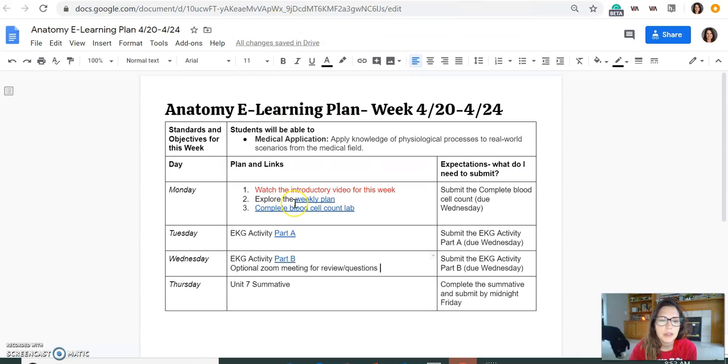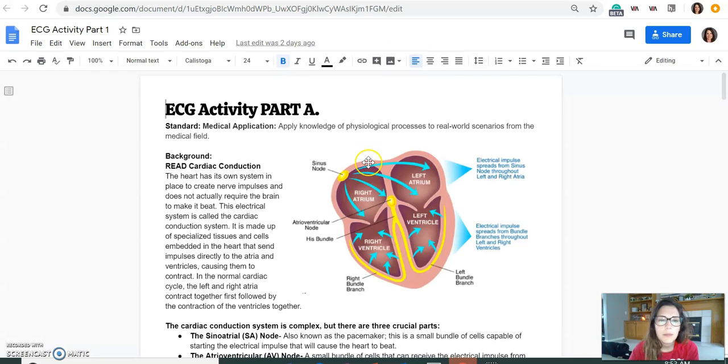Okay, so that's Monday. Tuesday, you are going to learn how to interpret an EKG. Show what that looks like. So there's 2 parts. Part A, you're going to learn how to interpret one. Part B, I have a practice, or I think 2 practice ones for you to do, and I'll make answer keys for both of these.